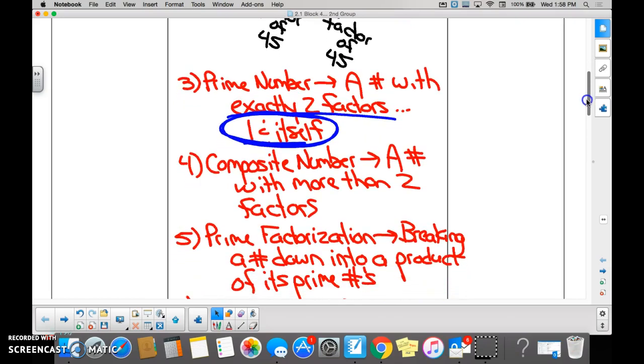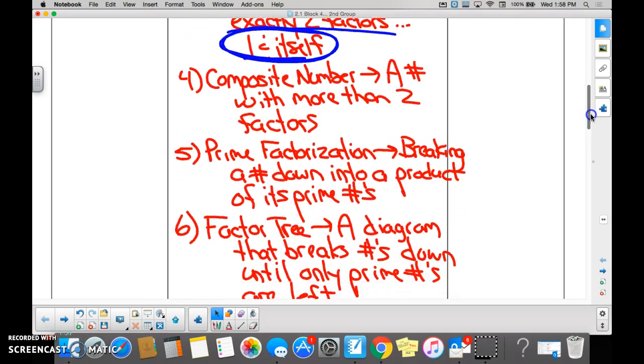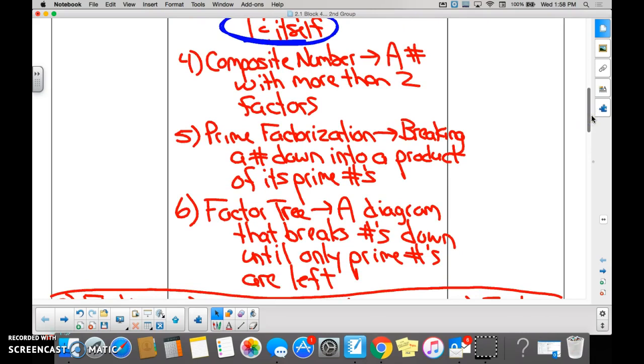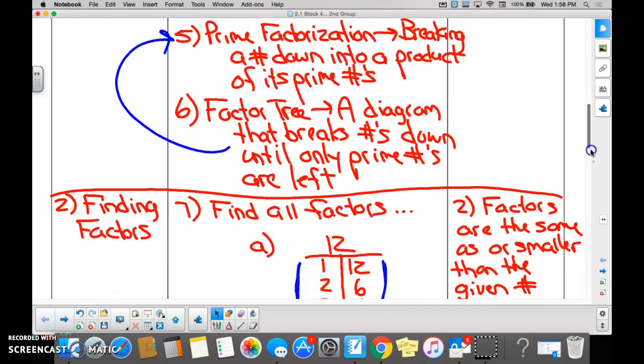Prime factorization, lots of vocab here. That would be you take a number and you break it down into its prime numbers. We'll get to that in a second. And the way we find prime factorization is by using a factor tree. So when we use a factor tree, we find prime factorization. Yes, no? Yes.